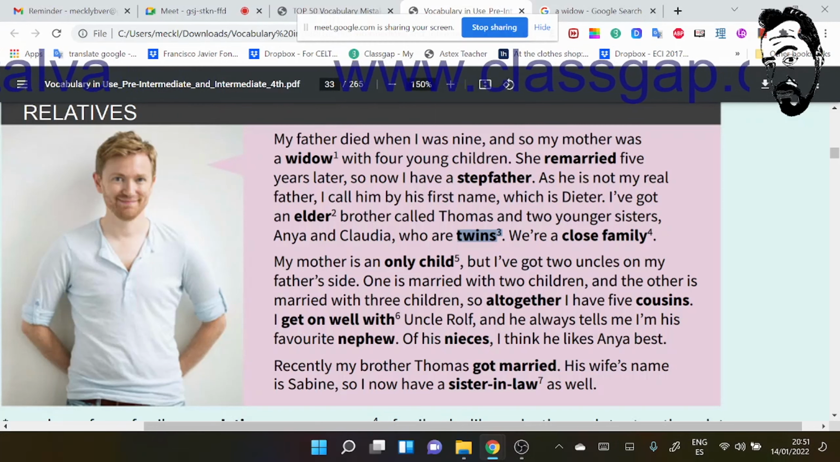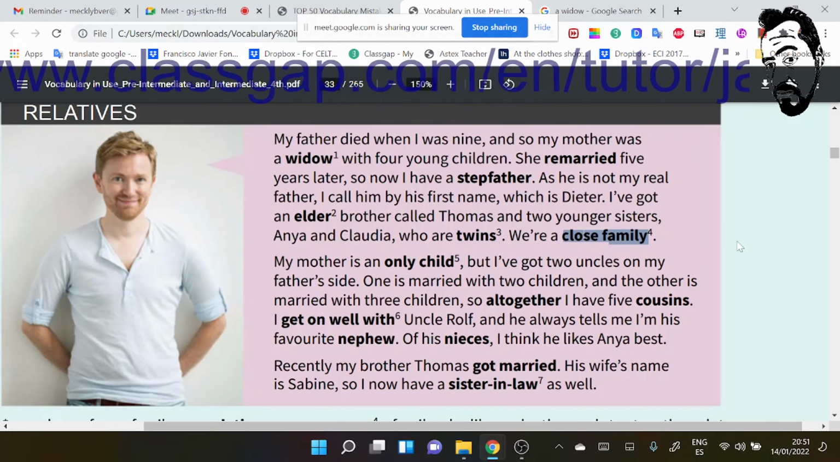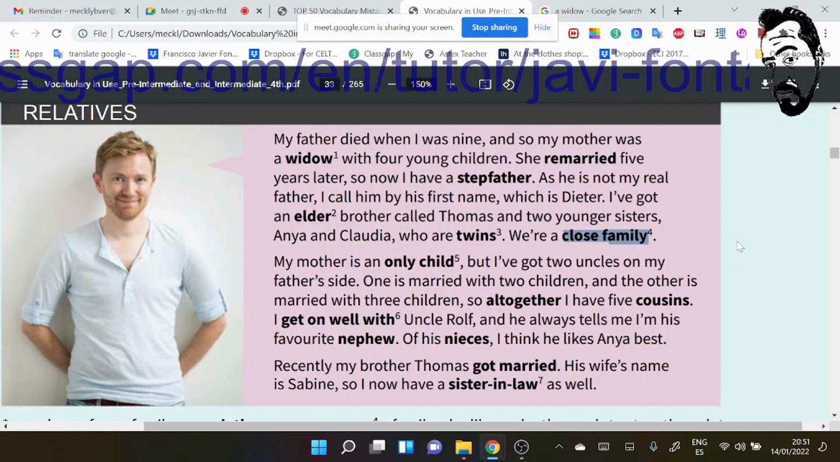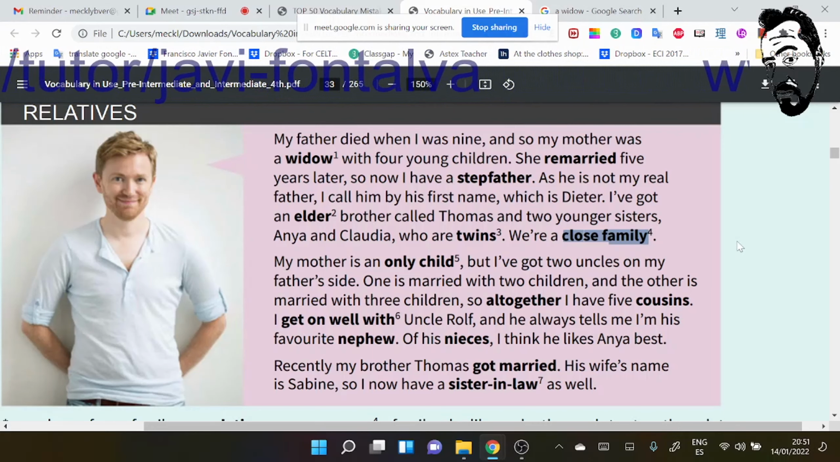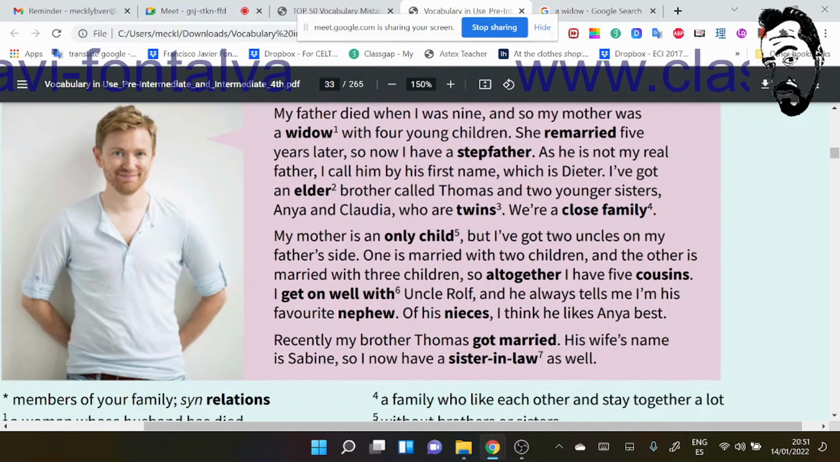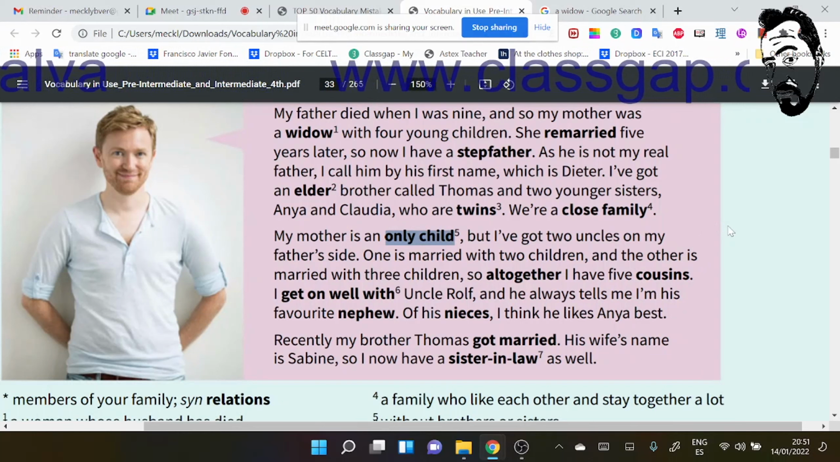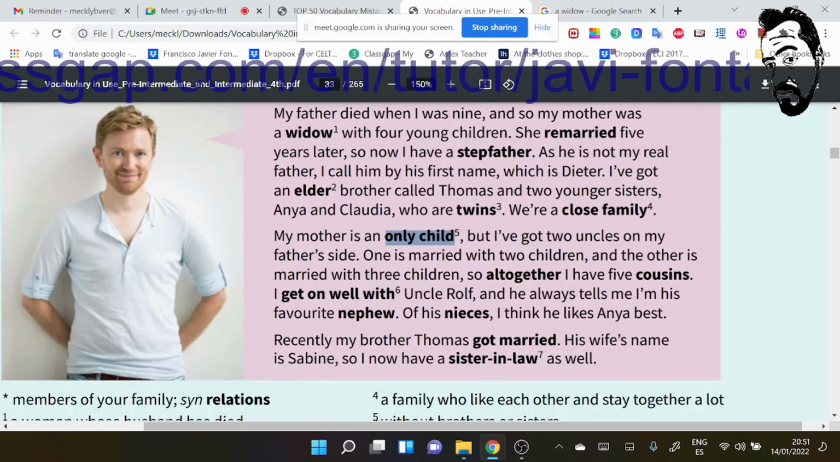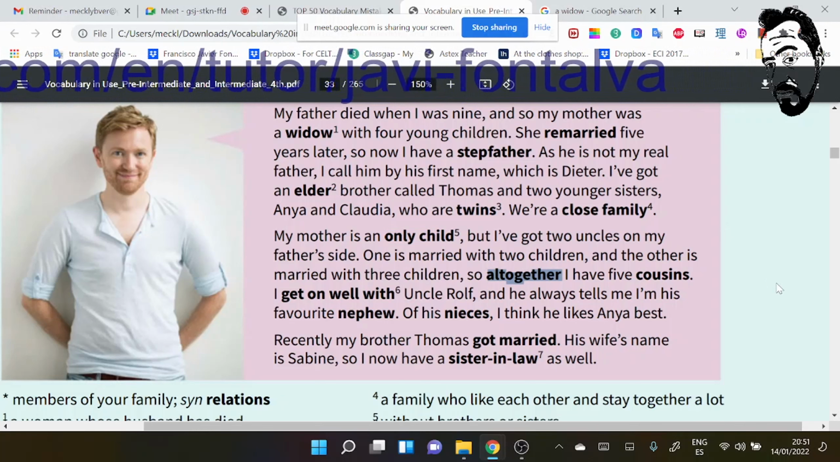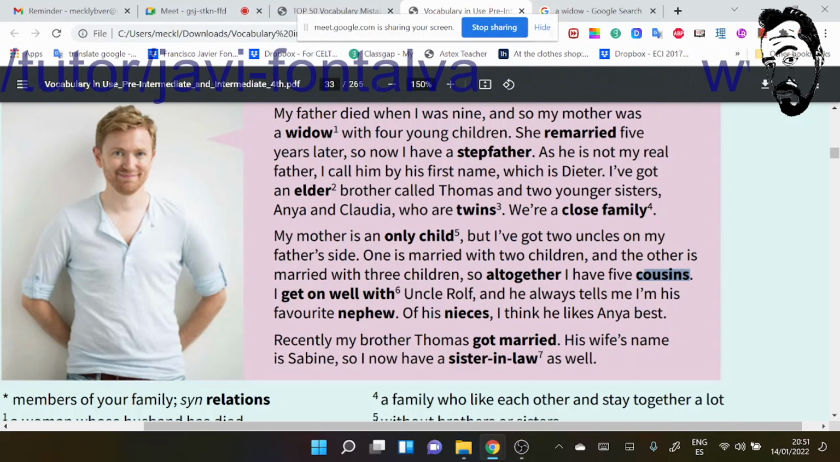Twins are 2 people that have the same face. And close family means they are very close, they're together. They have a very good relationship. Only child means a person who has no brother and no sister, like me. So all together, everybody. And cousins would be your aunts' or your uncles' children.